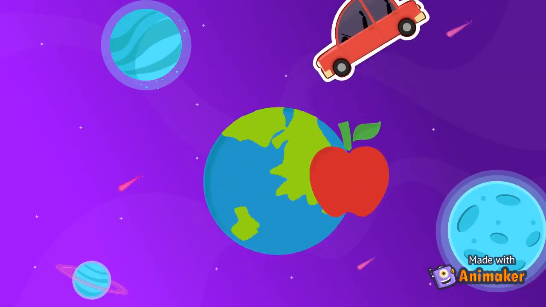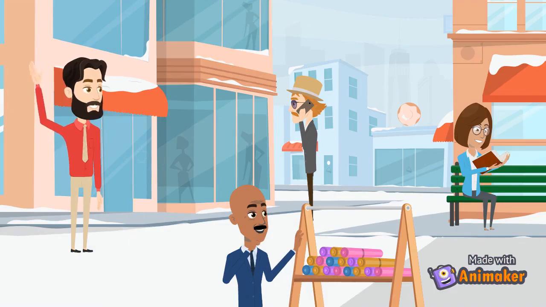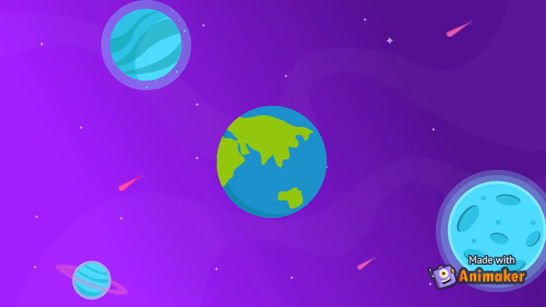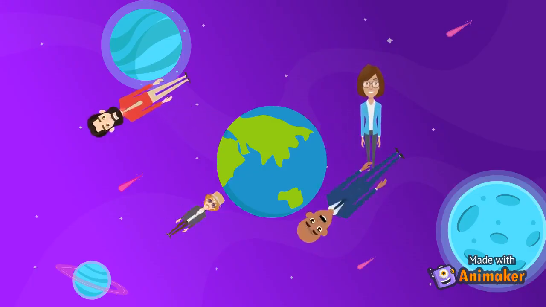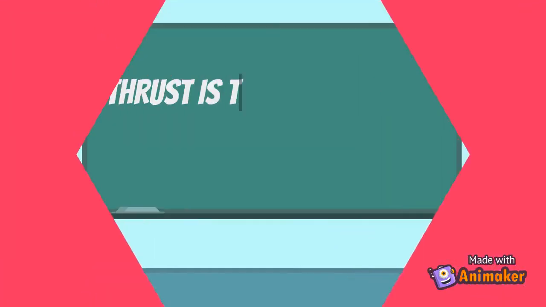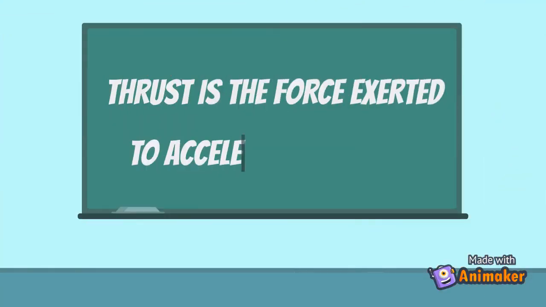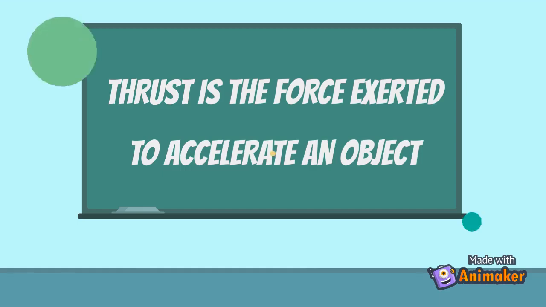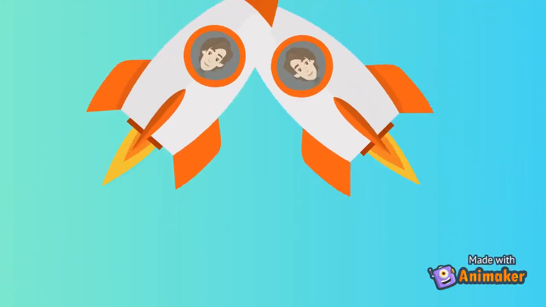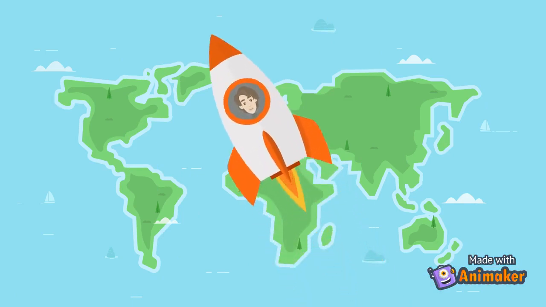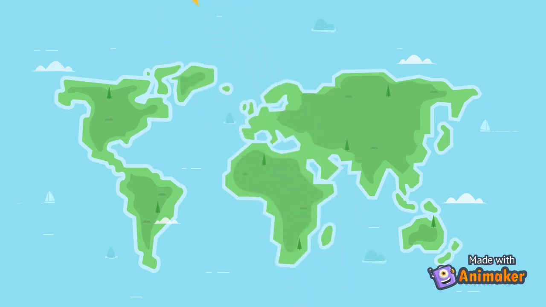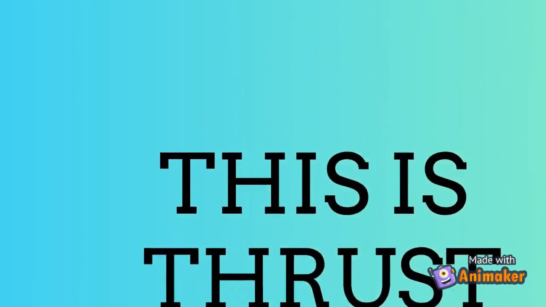Gravity is the force of attraction exerted by Earth, which helps us in most of our daily activities, without which we would just be floating around. Thrust is the force exerted to accelerate an object. For example, let's take a spacecraft. A spacecraft moves by releasing all that fuel in the form of flames. This creates thrust.